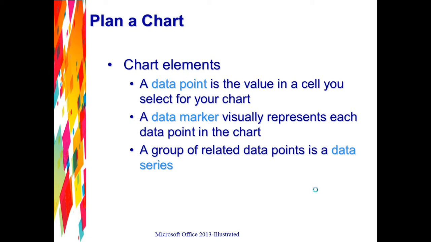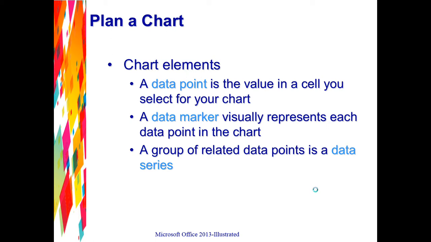Now, each value in a cell that you select for your chart is what we call a data point. And of course, in a chart, a data marker visually represents each data point, which in this case we're going to be looking at is a column, or a column chart in just a moment here. Now, of course, a collection of related data points is what we call a data series.